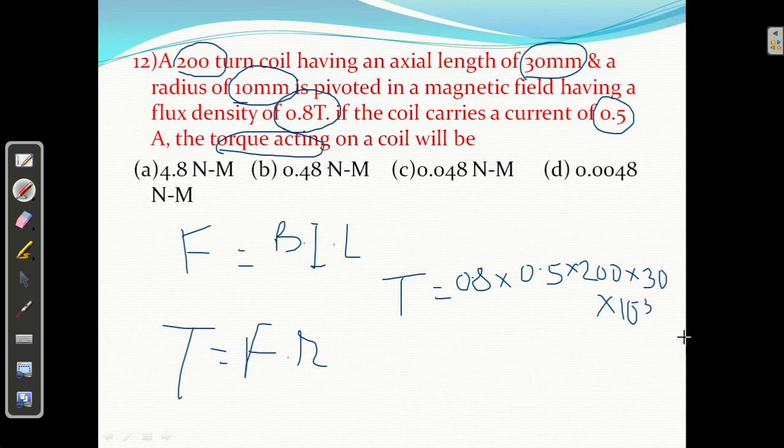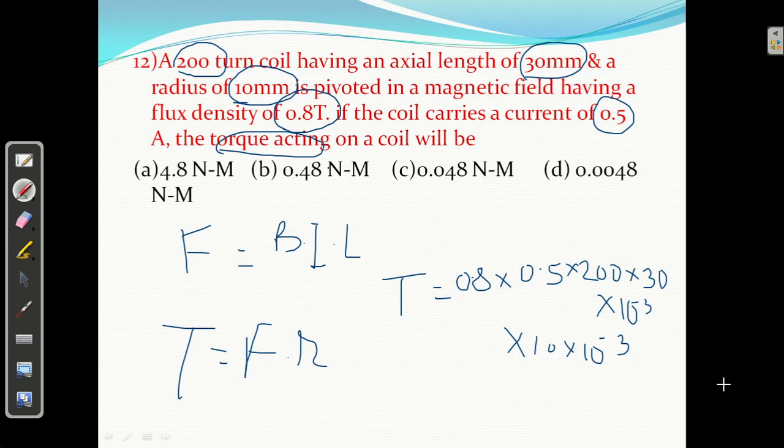F equals BIL into radius. What is the radius given? 10 mm. So convert 10 mm into meter: 10 into 10 raised to power minus 3. So minus 3 minus 3 is 10 raised to power minus 6. Use the calculator. 0.8 into 0.5 into 200 into 30 into 10 exponential minus 6.